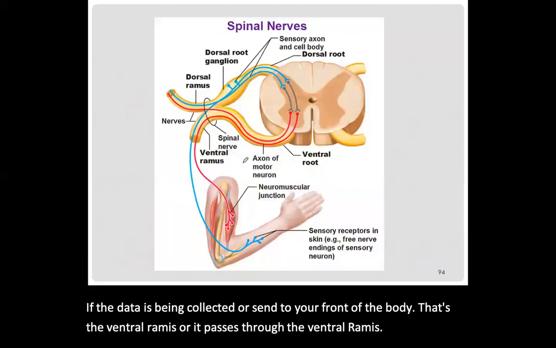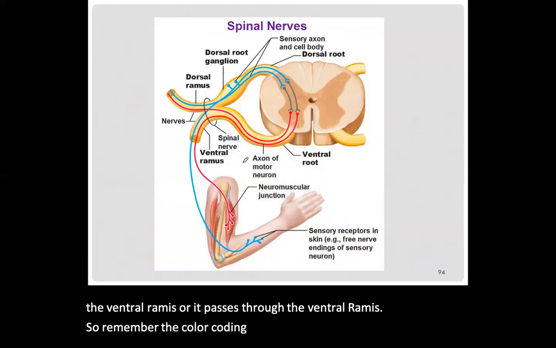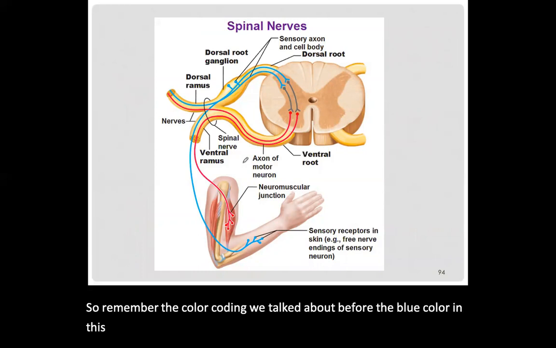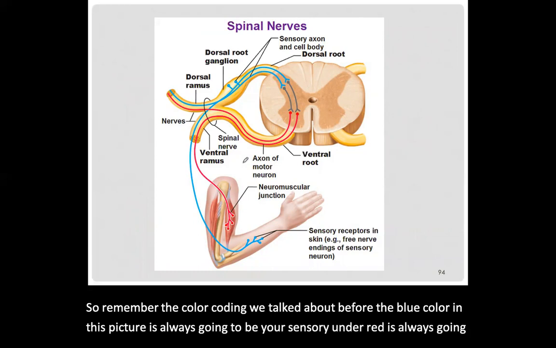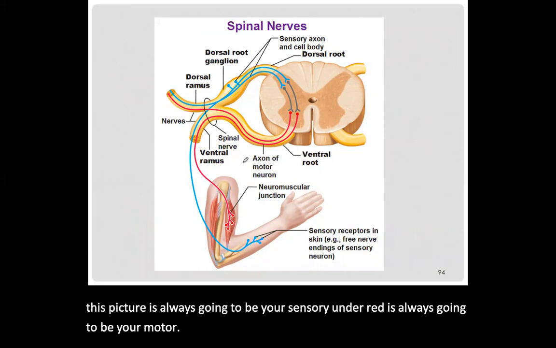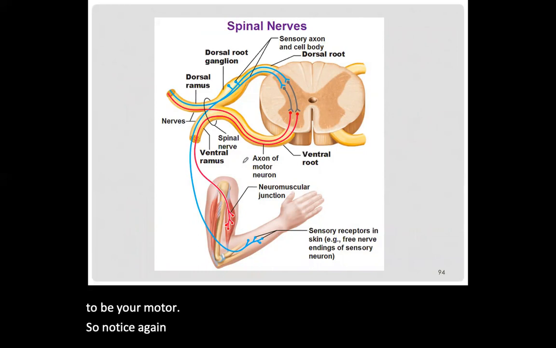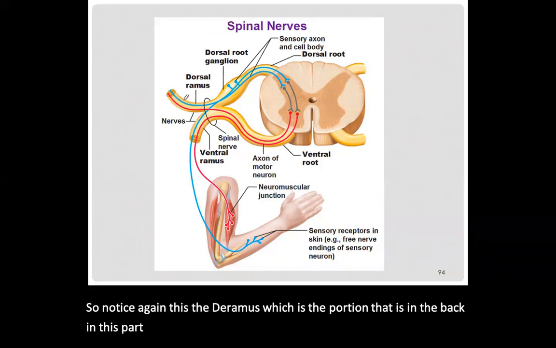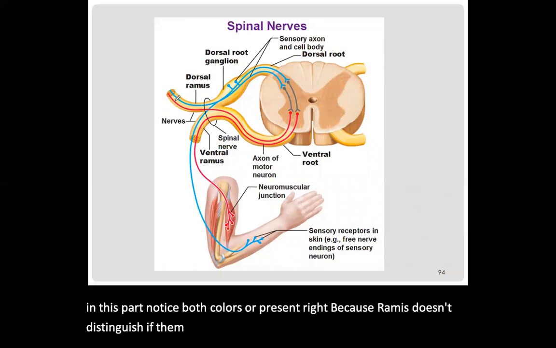So remember the color coding we talked about before? The blue color in this picture is always going to be your sensory, and the red is always going to be your motor. So notice again, the ramus, which is the portion that is in the back, this part and this part, notice both colors are present, right? Because ramus doesn't distinguish if the message is sensory or motor.